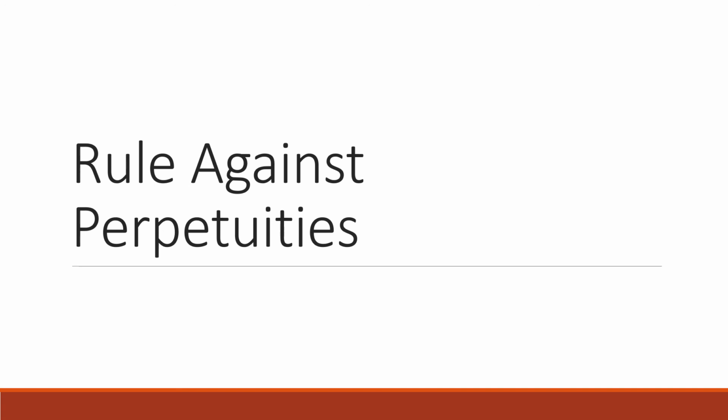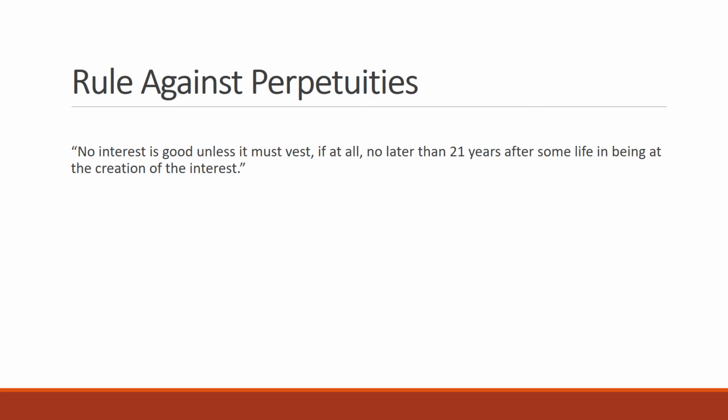Now, a lot of jurisdictions have exceptions or additional rules to the rule against perpetuities. But what we're going to look at and focus on in this class is the common law rule. So here is the common law rule against perpetuities. No interest is good unless it must vest, if at all, no later than 21 years after some life in being at the creation of the interest. Pretty simple, right? Okay, maybe not so simple, but let's break it down a little bit.